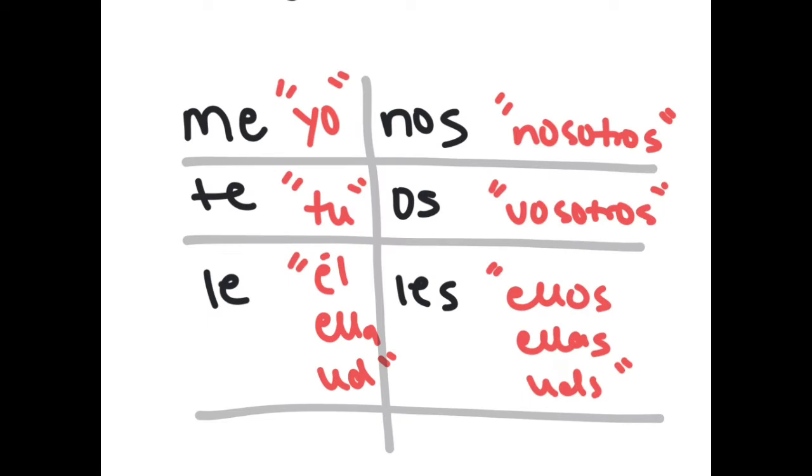So here are the indirect object pronouns, and they are me, te, le, nos, os, les. And what I put in red is like what the indirect object pronoun stands for. So if I'm saying I gave the ball to him, then you would use le as the indirect object pronoun because him goes with él. So that's what I put in red, the subject that the indirect object pronoun fits with.